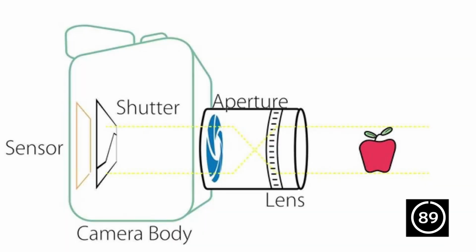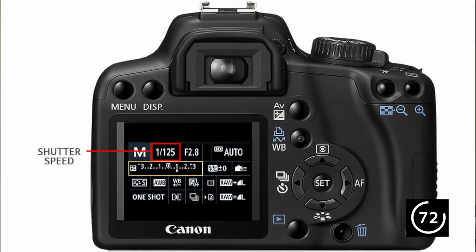Imagine the camera shutter like a curtain in front of the camera sensor. Now this curtain opens and closes to let light in. The shutter speed is the time for which the shutter opens and closes. That means it controls the amount of light that gets in. Now shutter speed is measured in fractions of a second. That's why you'll see it as 1 by something on the camera menu.